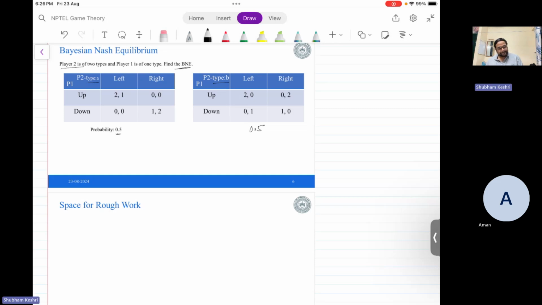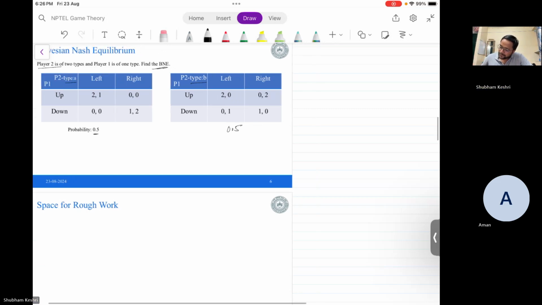Okay. Think about it. All right. Then we'll see how. I'll just mute this phone. All right. So you see, we have player 2, which is of two types, but player 1 is uncertain what the type of the other player is. So therefore, we'll find the expected utility of player 1 given player 2 can be either of the two.